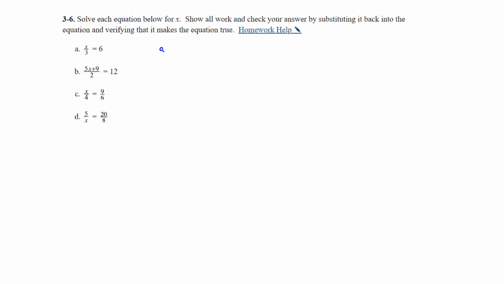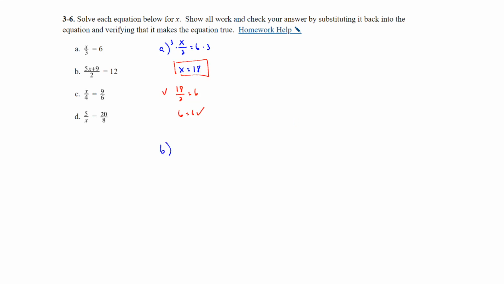So on part A, we have x divided by 3 is equal to 6. To undo that, we're going to use inverse operations, which is to multiply, and we get x equals 18. To check that, we just plug it back in. Is 18 divided by 3 equal to 6? Yes, it is, so it does check out.